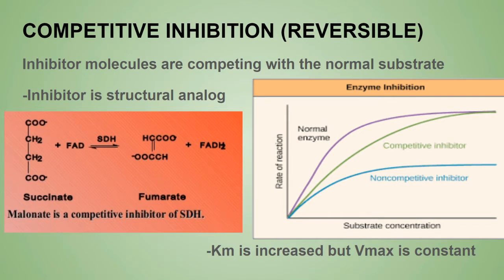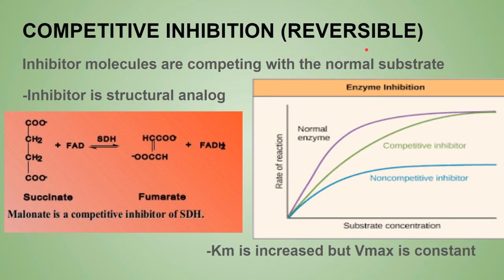Remember, because here the amount of free enzyme available for substrate will be less, because half of them is attached or bound to the substrate analog or the inhibitor. Now this is a very important example. Now remember, competitive inhibition is reversible.